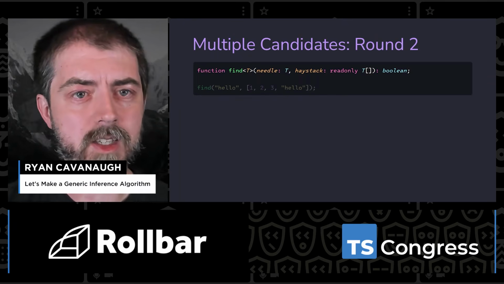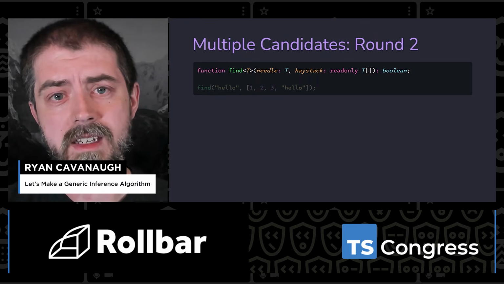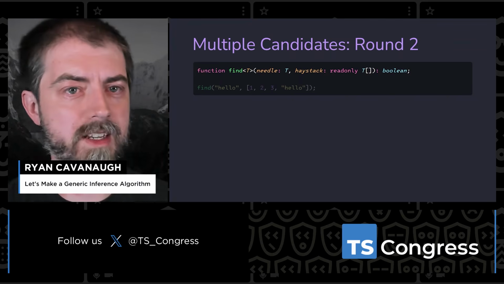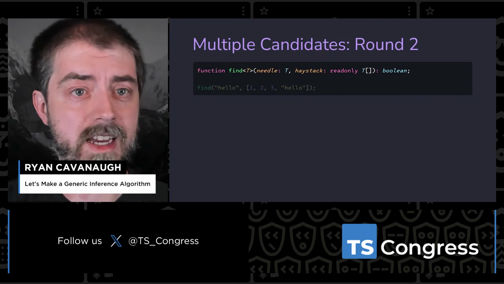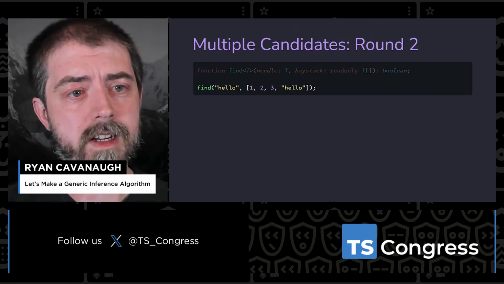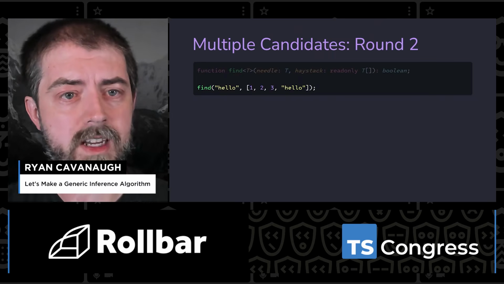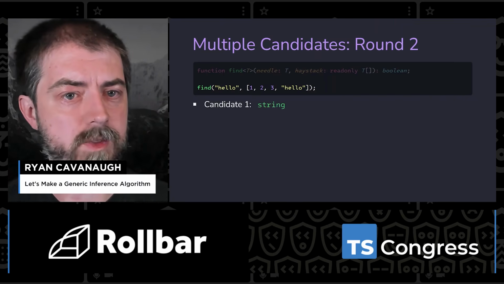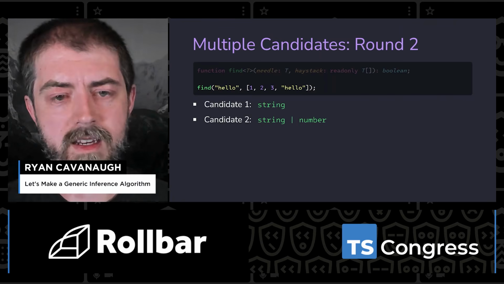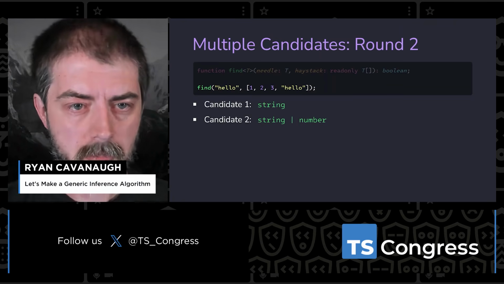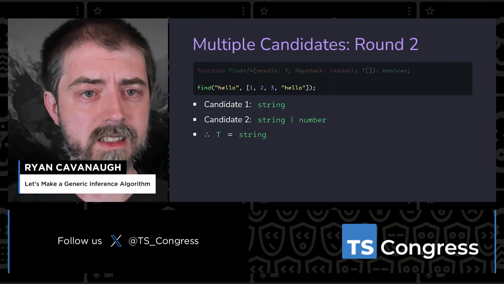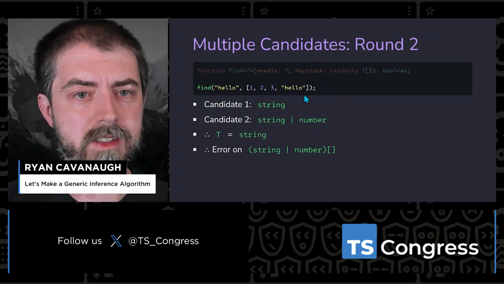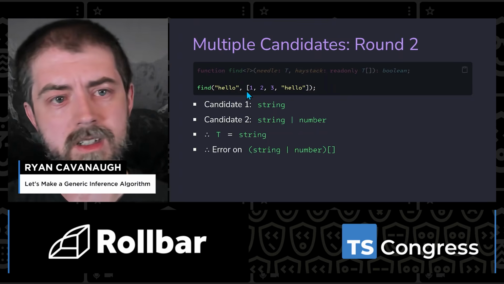This time I have find of t. You give it a needle of type t and a t array, which is your haystack. And then, like I said, no function bodies. You can just imagine what find does, right? It maybe calls haystack.includes needle. So you call find and you pass hello and the array 1, 2, 3, hello. So it's a string in this position and a string or number array. So we go through collect candidates. We got a string from the needle and a string or number from the haystack. We pick the first one, which is that t is of type string. And then that would imply that we error on the string or number array appearing in the second position.